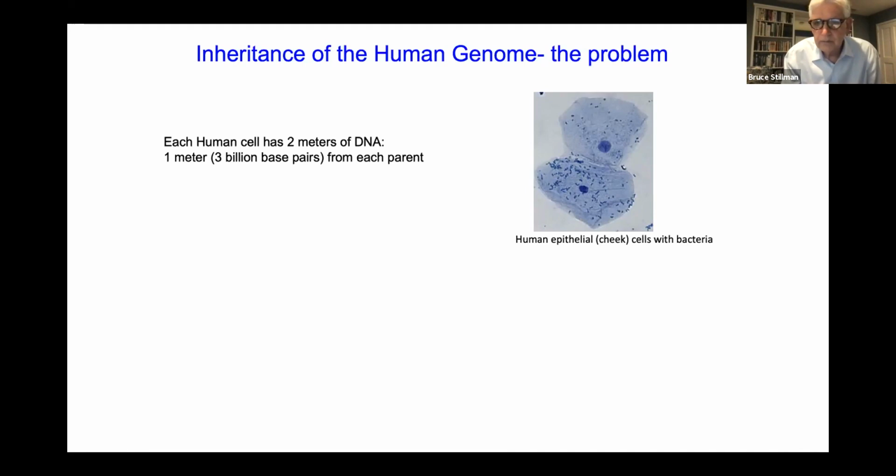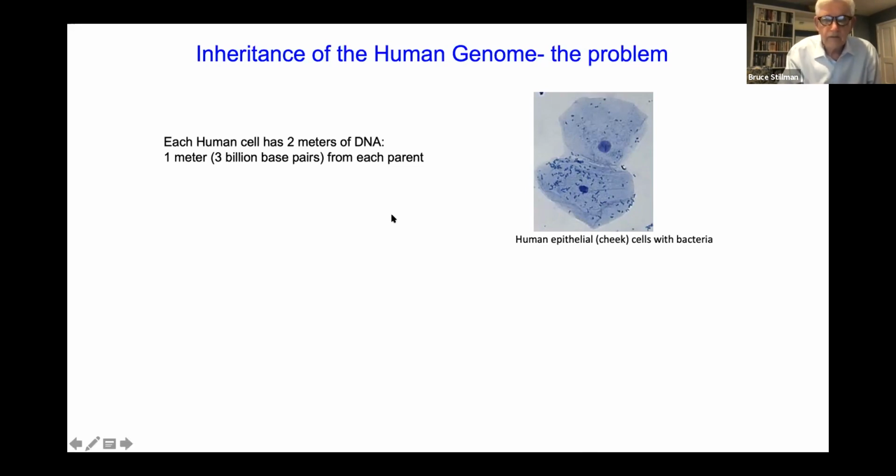The little blue marks in this picture here are actually bacteria. So they're contaminating bacteria, presumably from somebody's mouth from this image. And it shows you the relative size of these large epithelial cells to bacteria.